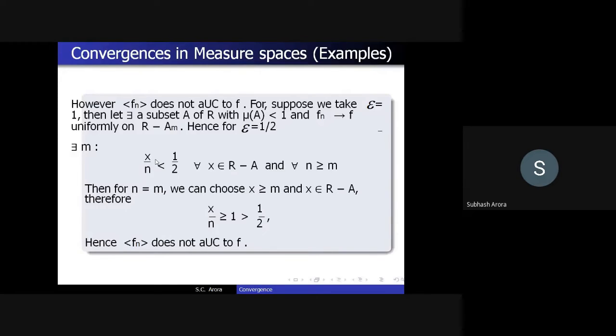But if we take n equal to m, we can choose x greater than or equal to m with x belonging to R minus A, such that x by n becomes greater than or equal to half, because x can be chosen arbitrarily large in the set of real numbers. So x by m will always become greater than or equal to 1. Therefore, Fn does not almost uniformly converge to f.